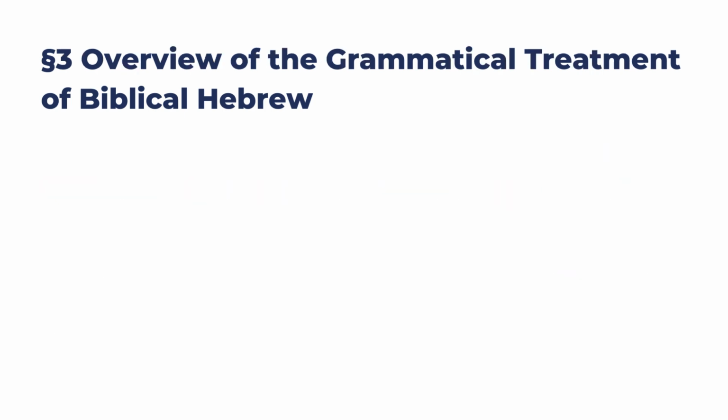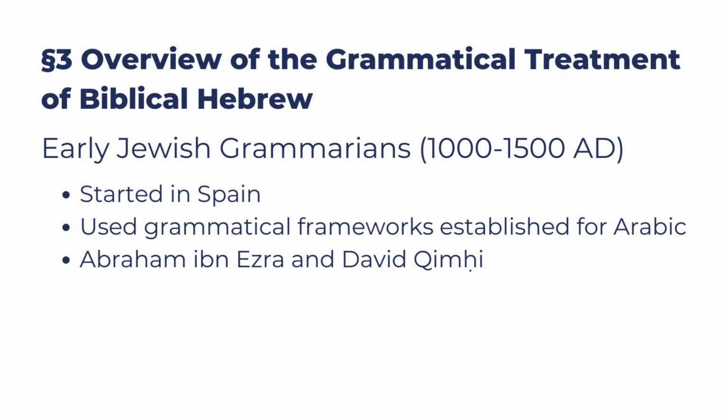In the third section of Chapter 1, Merwe offers a 30,000-foot view of approaches to Biblical Hebrew offered over the centuries. The first era he describes extends from 1000 to 1500 AD. During this time frame, Jewish grammarians played an important role. Scholars like Abraham Ibn Ezra and David Kimi wrote important grammars that employed grammatical frameworks used in Arabic.